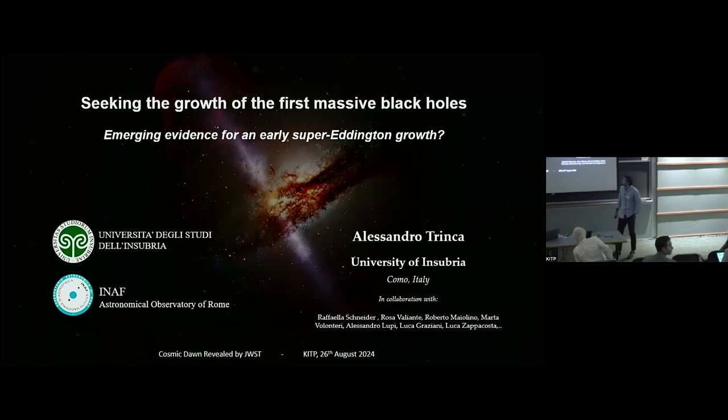And for this last talk of the day, I'd like to dig a little bit deeper on what we can learn on this population of early massive black holes probed by JWST. And especially, I will try to give you some convincing arguments in favor of the evidence of a growth of this kind of object dominated by periods of super-Eddington accretion at early times.